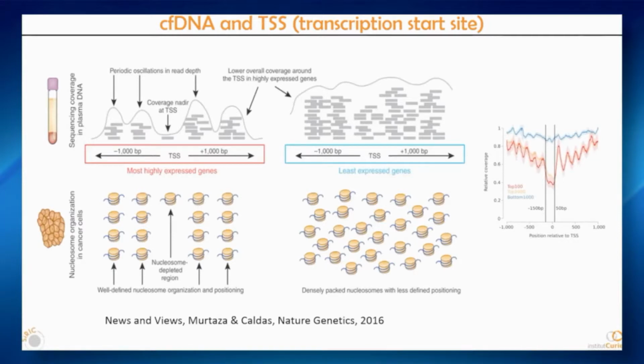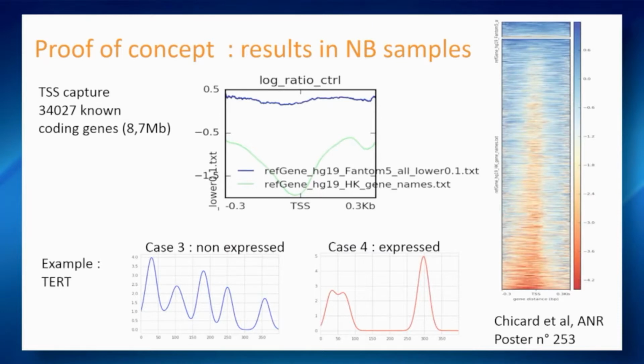nucleosome-depleted regions will be chopped up into smaller pieces, and when we look at sequencing data, we will see very low coverage, whereas the densely packed nucleosomes will result in higher coverage. So we can infer the occupation of the nucleosomes at a transcription start site just based on the coverage in sequencing data. That has been published in some adult cancers, and we sought to implement that in data from neuroblastoma patients.